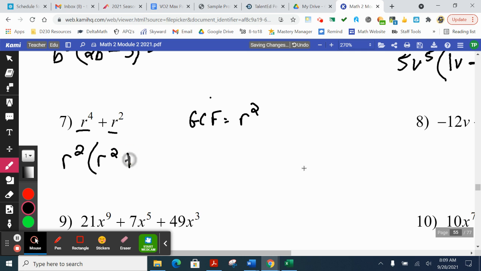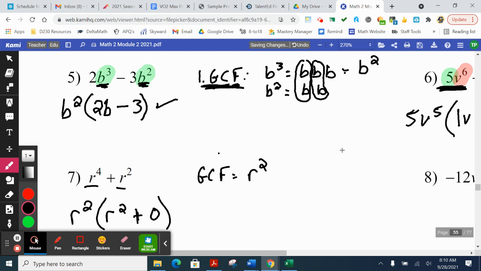Plus, so now here, be a little bit careful. How many r squareds are left over here for this last term? None, right? However, we can't put an a0, so don't put an a0. Understand how this is important. If I redistribute up here, so if I do b squared times 2b, notice how that would give me 2b cubed. That's the first term. If I then do b squared times a negative 3, notice how that gives me the second term.